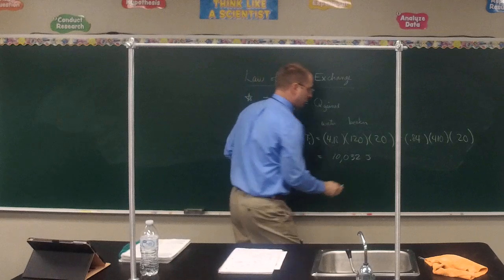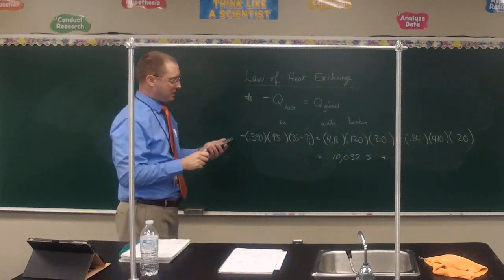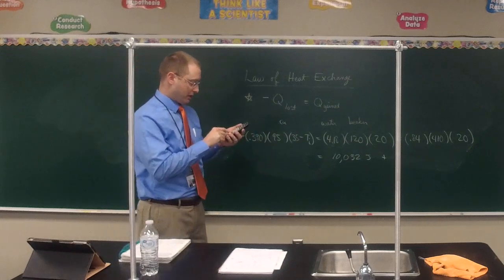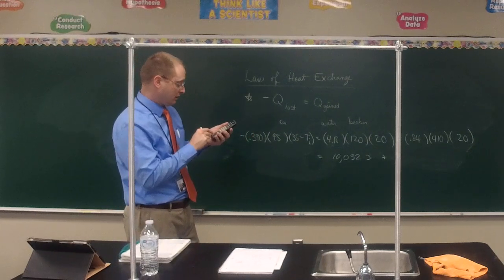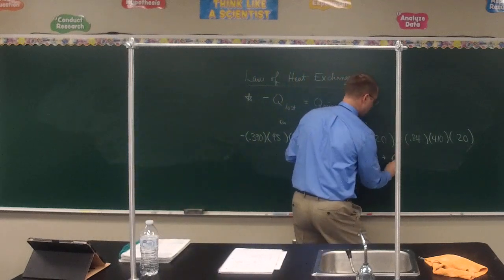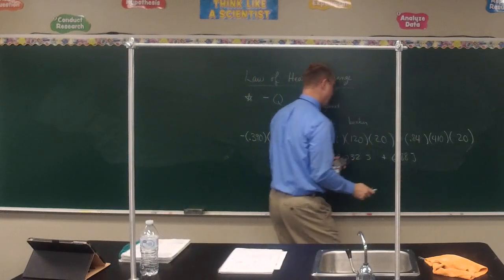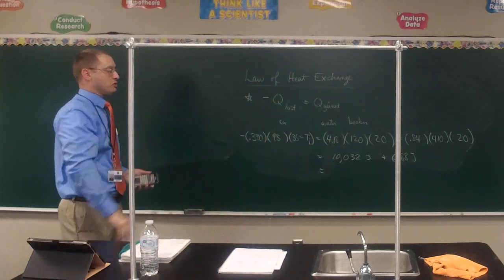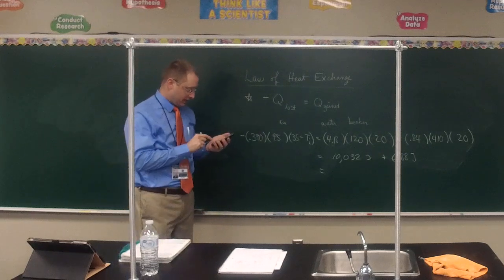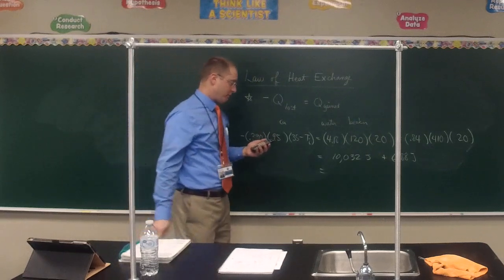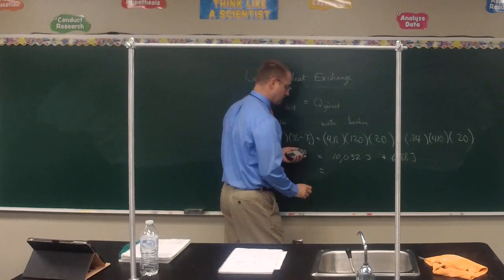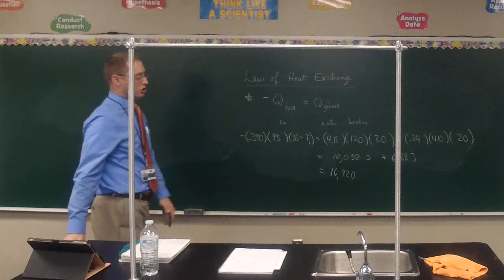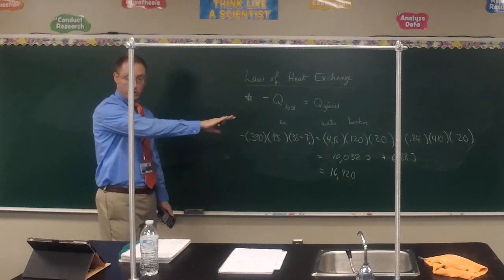Okay, what about the beaker? How much heat goes into the beaker? I just mistyped something. What do we get? 6,888 joules. All right, so if we wanted to, we could get the total heat gain on the water and beaker side. How much total heat is gained by the water and beaker collectively? 16,920 joules of heat gained by the water and beaker.